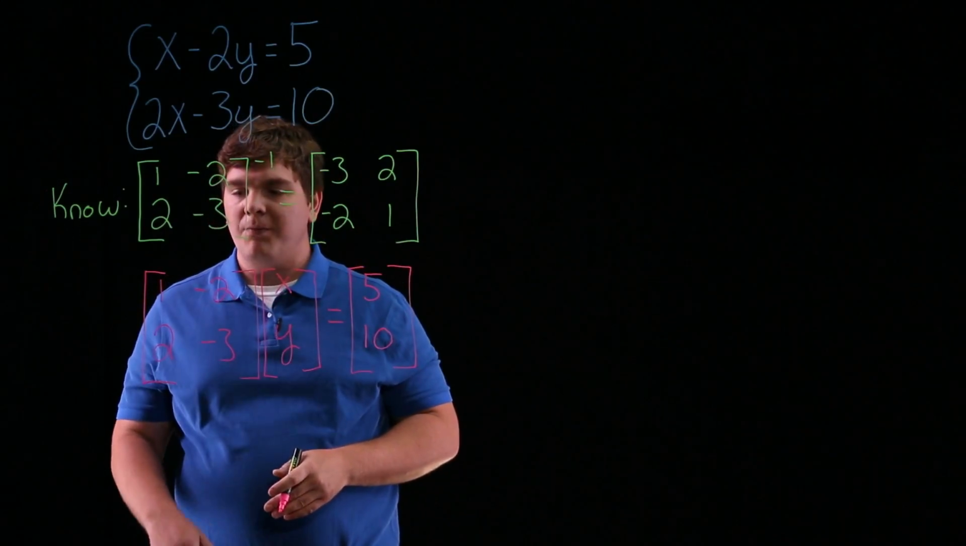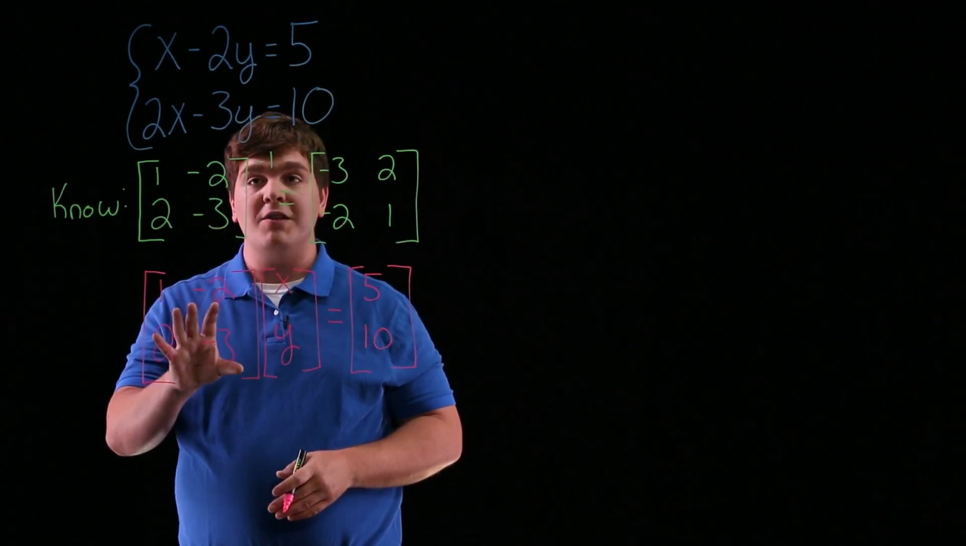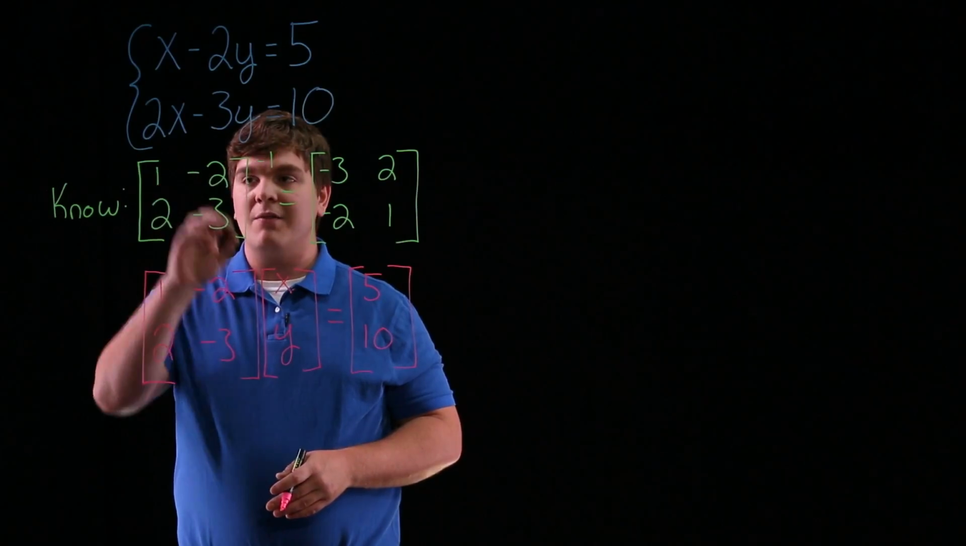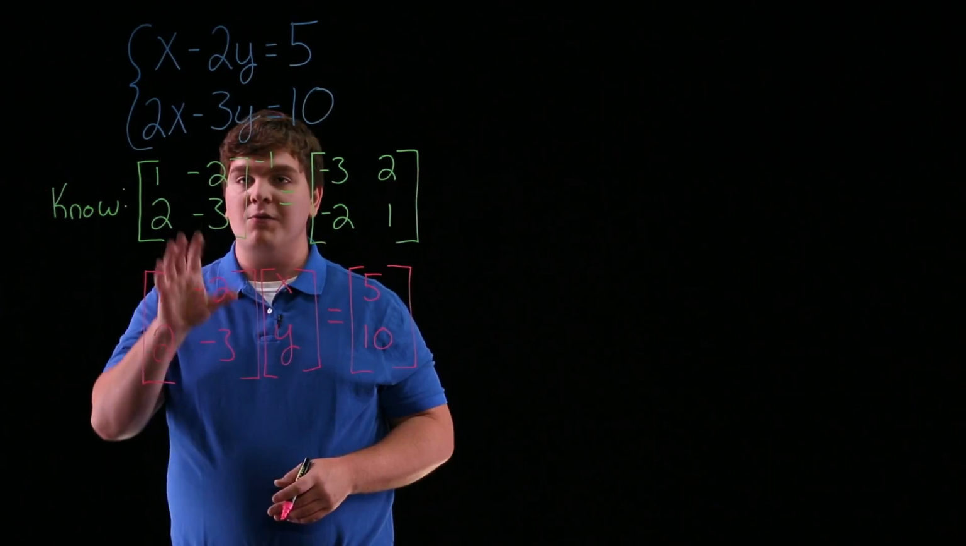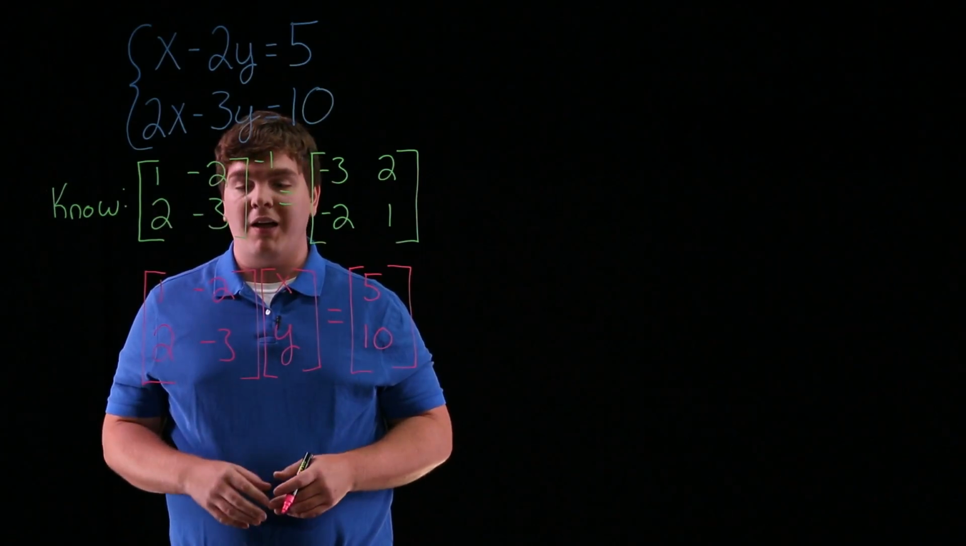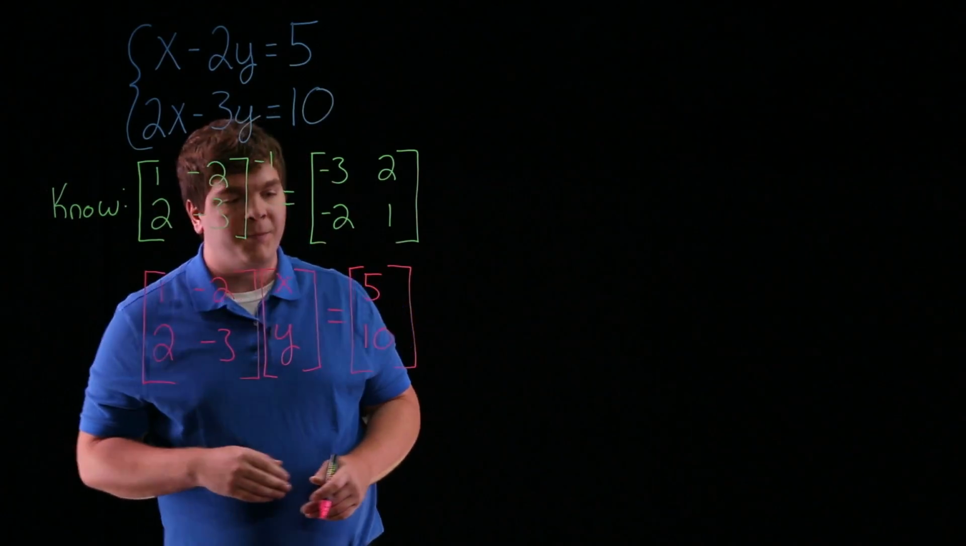So what we'll notice here is that this matrix right here, our coefficient matrix, is the same matrix that we have right here that we know the inverse of. So somehow we want to use this piece of information to solve for x and y.